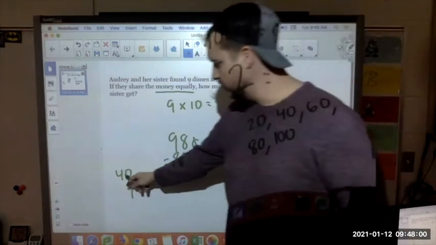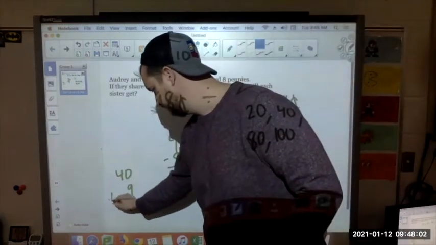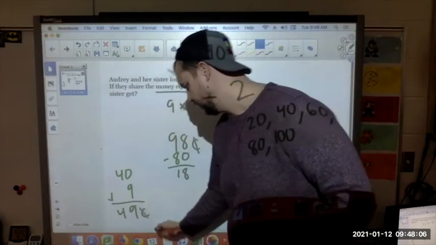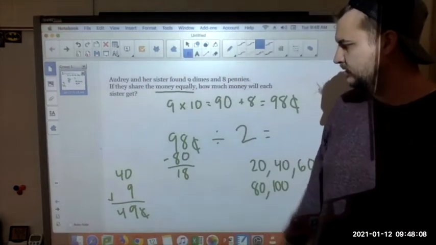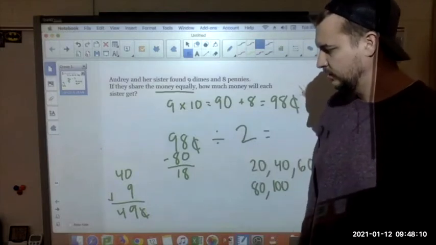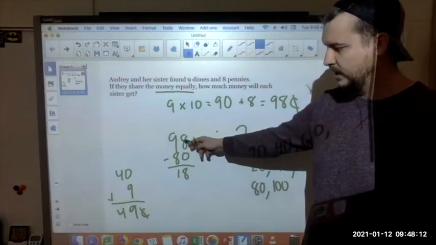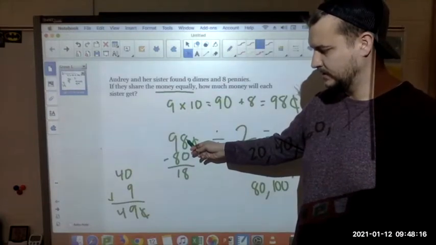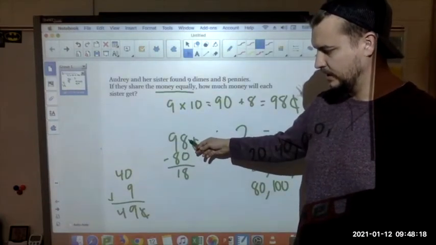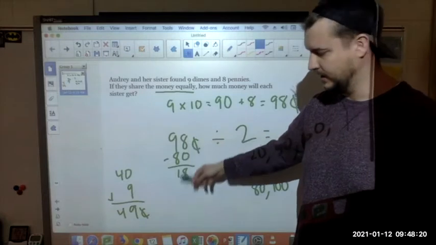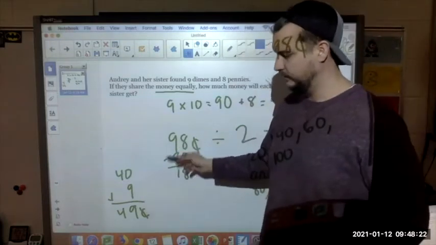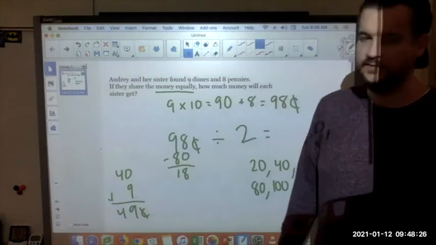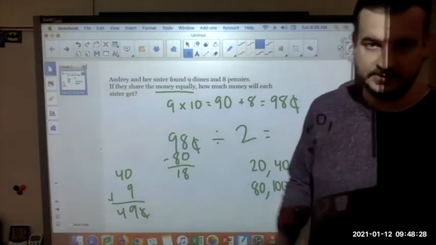So 40 plus 9 equals 49 cents. Another way that you could have done this is cutting 98 in half. When you cut 98 in half, this makes 18. Took the 1 away. 18 cut in half is 9, and then there's an 8 left. 4 plus 4 is 8. So each sister would get 49 cents.